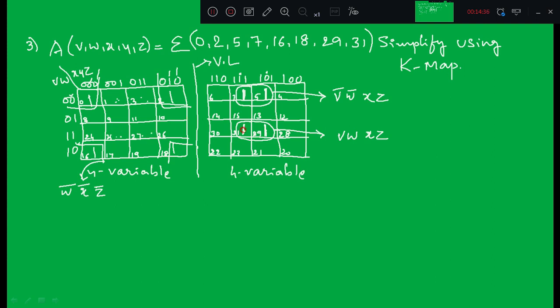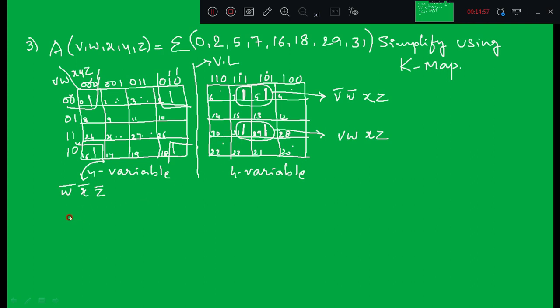So these two ones are not logically adjacent to any of the group. And these 4 ones, they will fall on cell numbers 6, 4, 20 and 22. Again you don't have any ones there, so you don't have any logical adjacency.